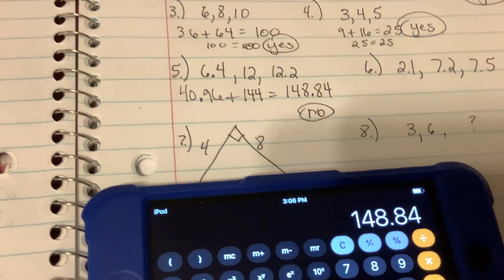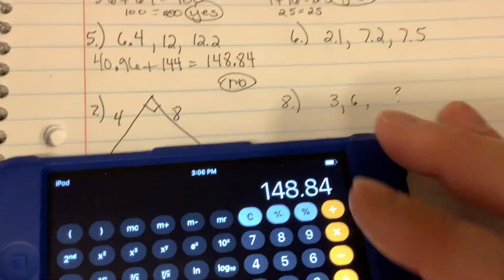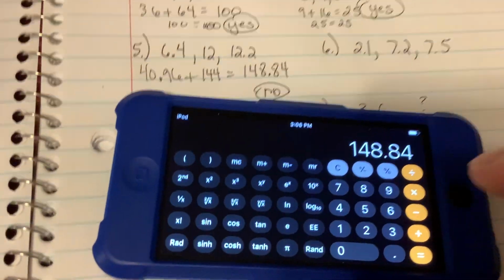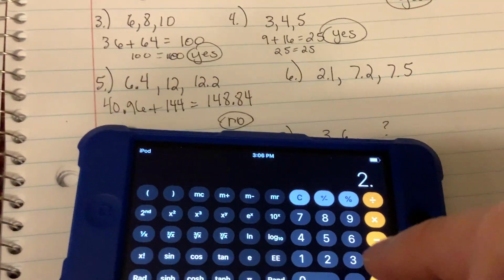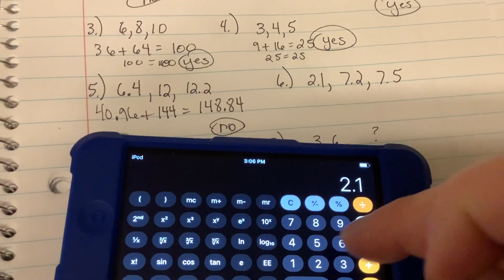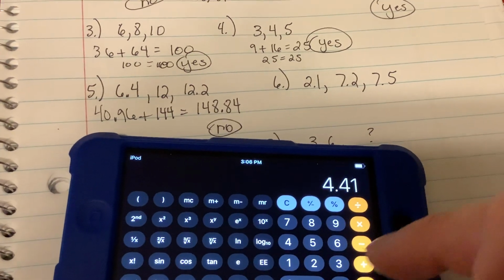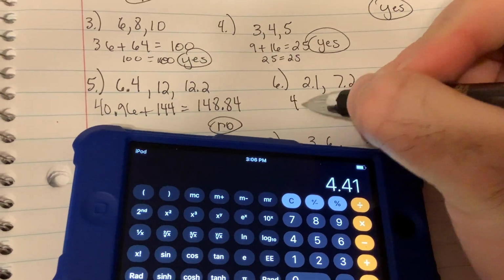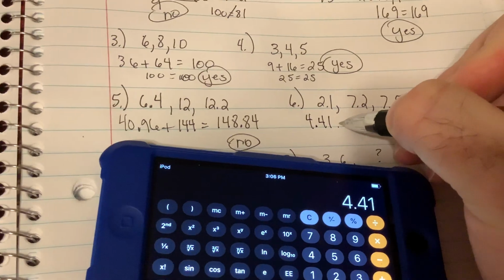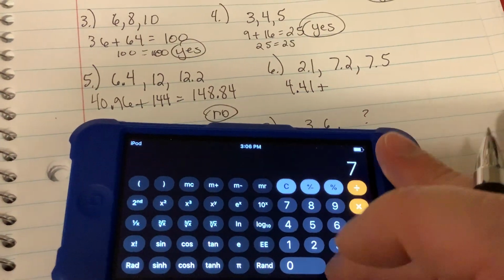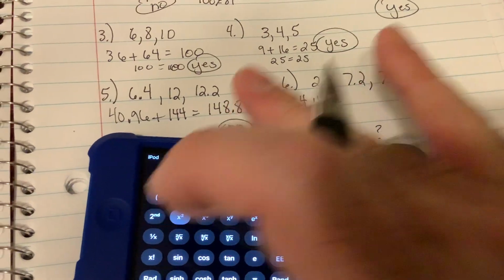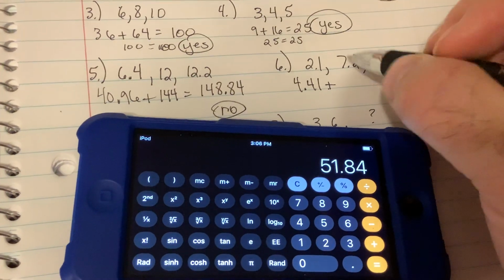All right, let's try this one, number 6. Same thing, 2.1. If you're doing it manually, 2.1 times 2.1 is 4.41. Plus 7.2, if you're doing the square, 7.2 squared is 51.84.